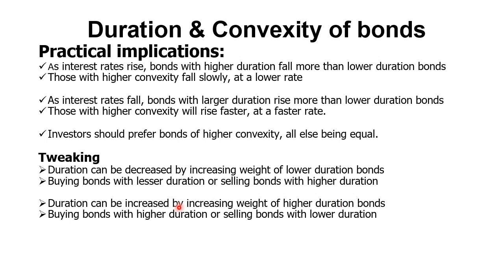Another way to look at it is that if interest rates rise, bonds with higher duration will experience greater fall than the lower duration ones. Those with higher convexity will fall slowly, that is at a lower rate. If the interest rates fall, bonds with larger duration will rise more as they are more sensitive as compared to bonds with lower duration. Those with higher convexity will rise at a faster rate. Therefore, investors should prefer bonds of higher convexity, all else being equal.